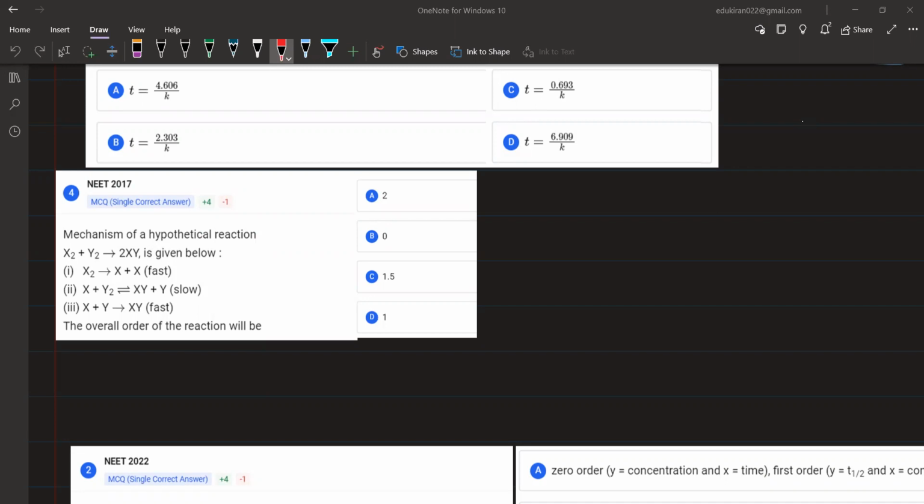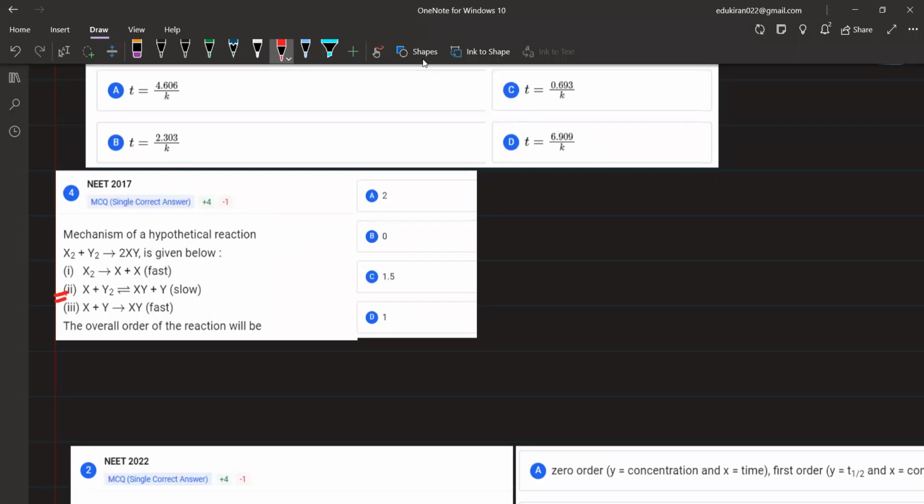So in a complex reaction, what is the rate determining step? Which step is the rate determining? Slowest step or fastest step? The slowest step, right? So from this mechanism, I can say that my rate determining step is the second step. Acha, one thing, all of you are clear about this, na? The slowest step is the rate determining step.